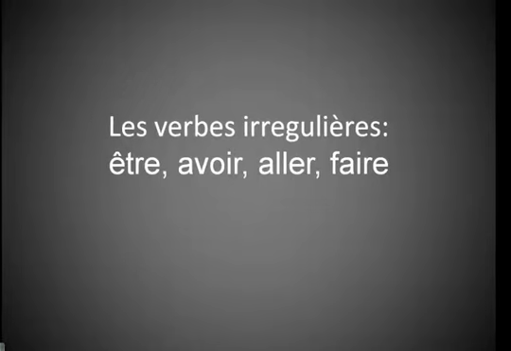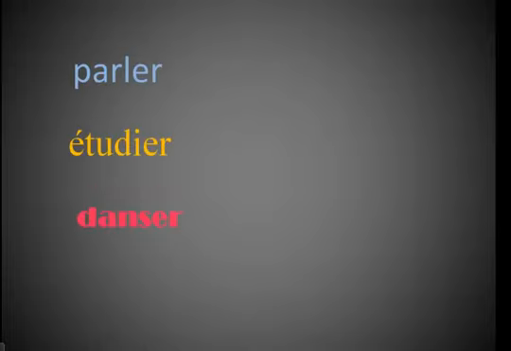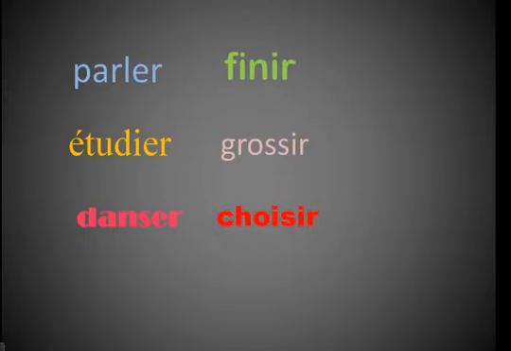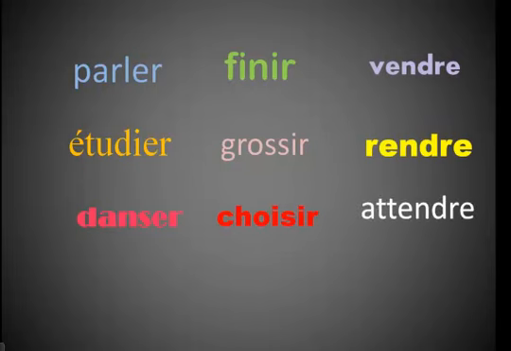Les verbes irréguliers, être, avoir, aller, faire. In French, there are 4 types of verbs. Regular verbs, such as les verbes in er, like parler, étudier, and danser. Verbs that end in ir, like finir, to finish, grossir, to gain weight, choisir, to choose, or les verbes in re, like vendre, to sell, rendre, to return something, or attendre, to wait for.